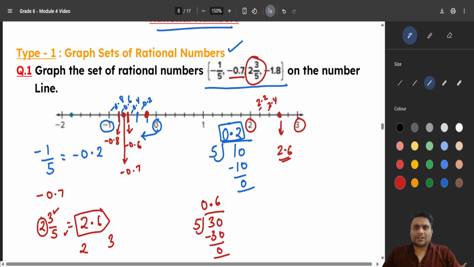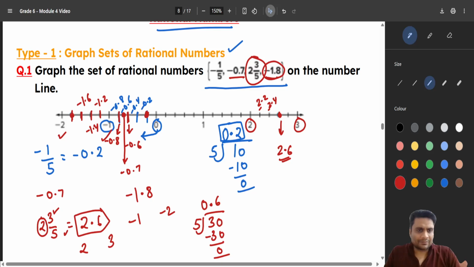Okay. The last number is minus 1.8. Minus 1.8 will be between minus 1 and minus 2. So here I have minus 1, here I have minus 2. So this line here will be minus 1.2. This will be minus 1.4. This will be minus 1.6. And this one here, this is my minus 1.8.